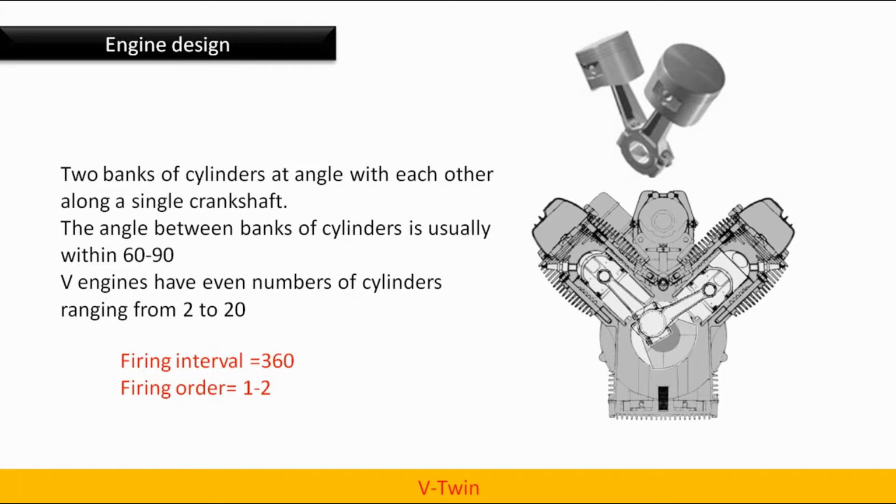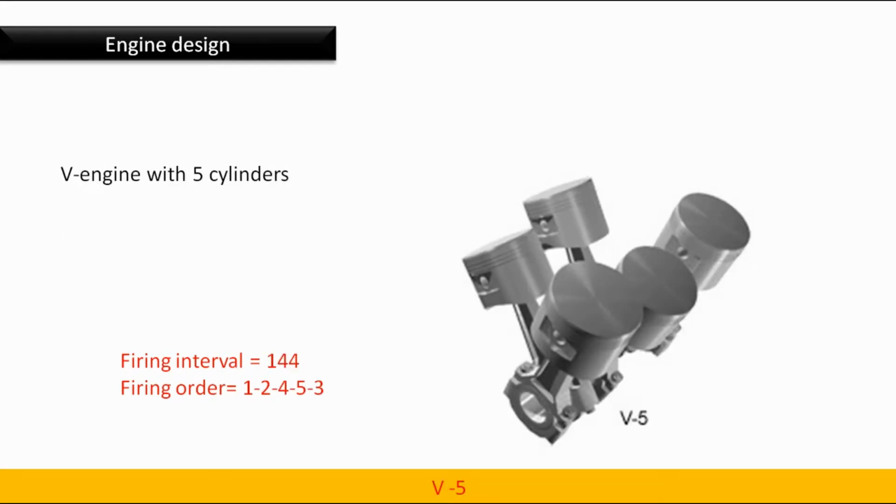Firing interval is 360 degrees and firing order is 1-2. We have to remember that all cylinders will not fire at once. The order or sequence in which firing takes place is called firing order. V5 engine. V engine with 5 cylinders is called V5 engine. Firing interval 144 degrees. Firing order is 1, 2, 4, 5, 3.